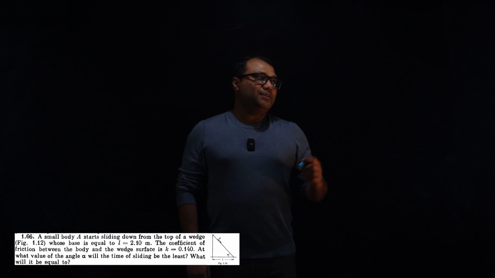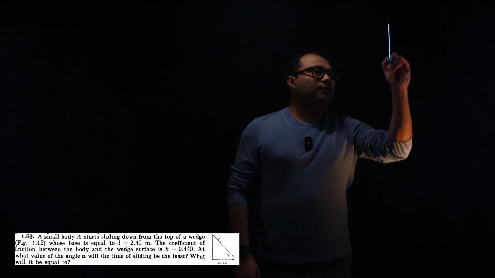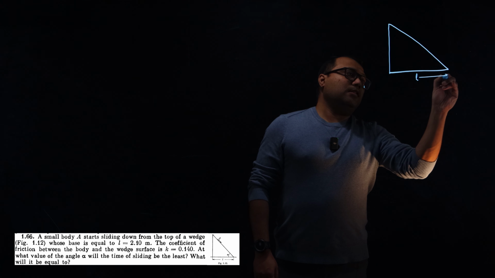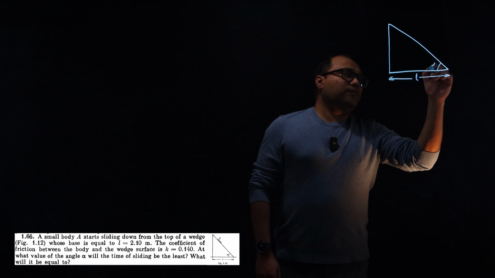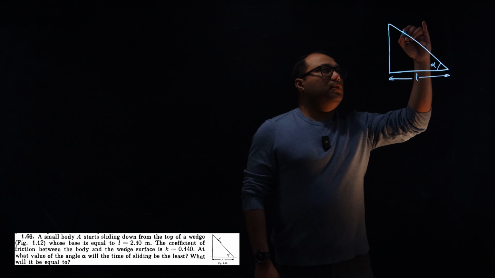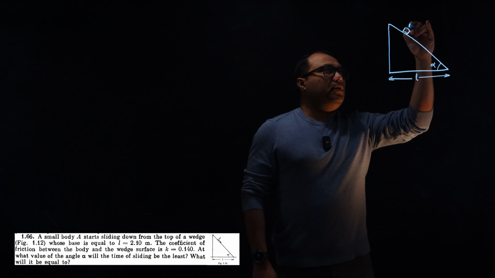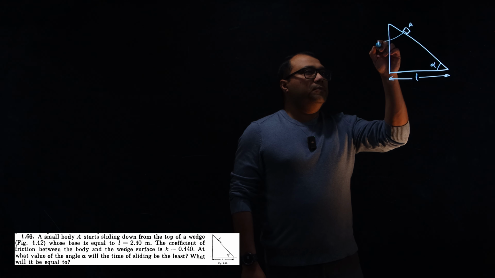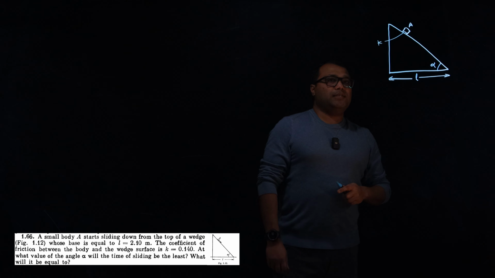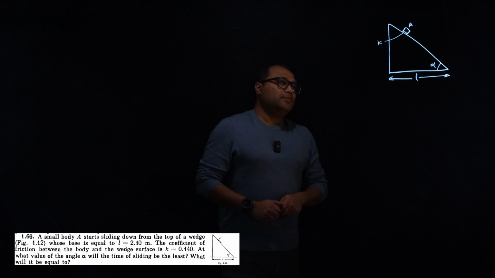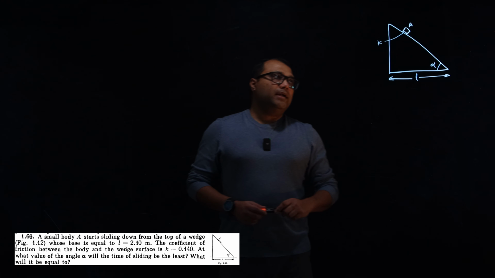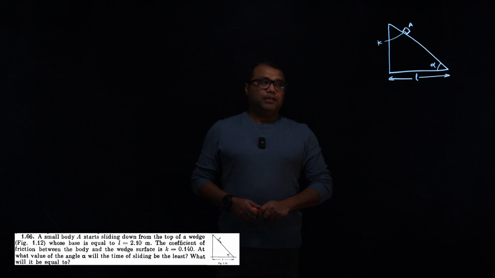Let's draw the diagram first. So there is a wedge. This base length is L, this is alpha, and there is a small body A which is sliding down. The coefficient of friction between these two surfaces is given as k. So the question is, at what value of alpha will the time of sliding be least?